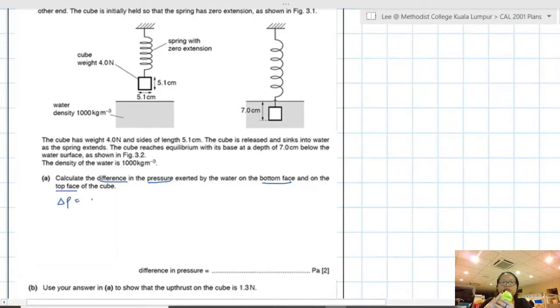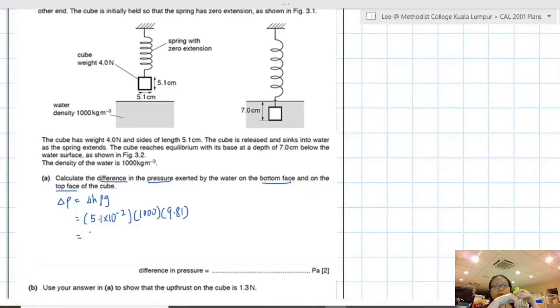So you can just take the difference in height across the cube, delta H, multiply by the density of water. I mean, it's 5.1 cm. You've got to make sure everybody is SI. If not, your final unit cannot be in Pascal.